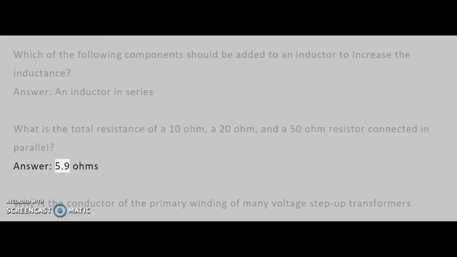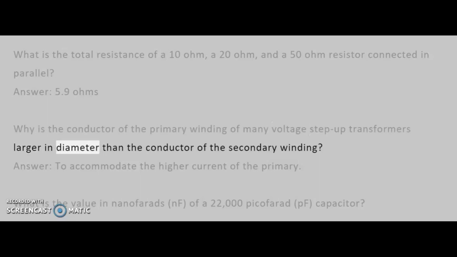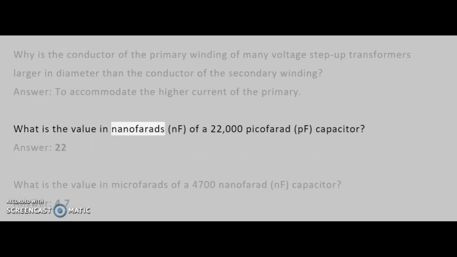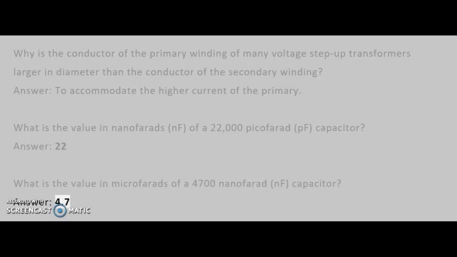Answer: 5.9 ohms. Why is the conductor of the primary winding of many voltage step-up transformers larger in diameter than the conductor of the secondary winding? Answer: to accommodate the higher current of the primary. What is the value in nanofarads (nF) of a 22,000 picofarad (pF) capacitor? Answer: 22. What is the value in microfarads of a 4,700 nanofarad (nF) capacitor? Answer: 4.7.